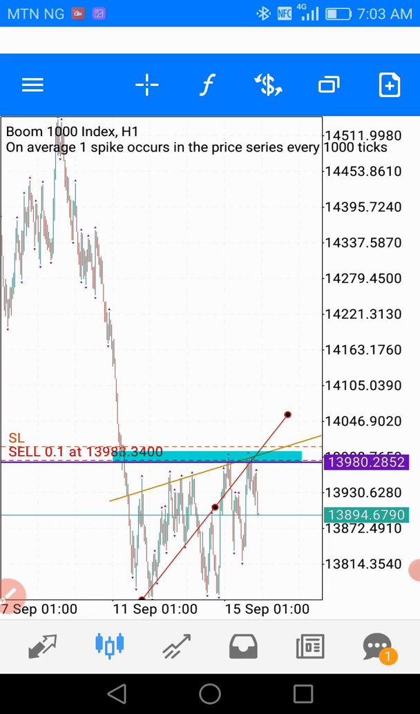So this is another entry technique that you need to always look out for. When you spot something like this, you can either take the trade from this time frame, or you go to a lower time frame to execute your trade. But you can conveniently take the trade from this time frame and place your stop loss the way I've placed it. If I take my profit now, it's already above a 1:2 ratio.